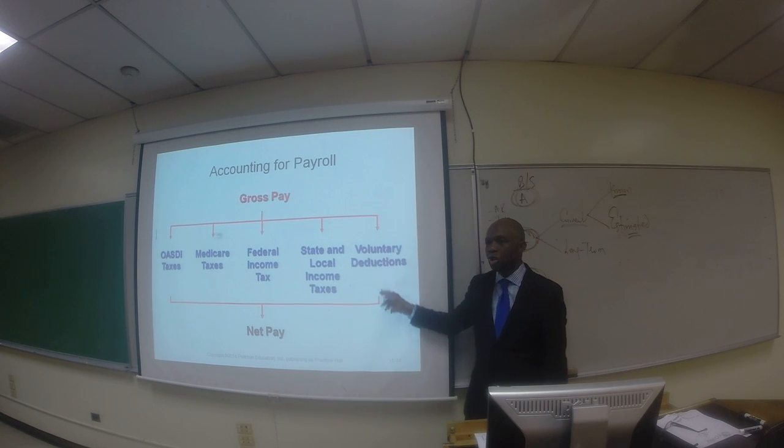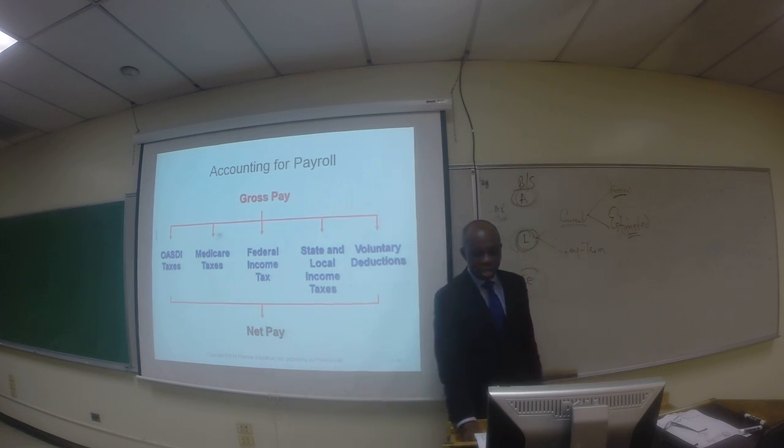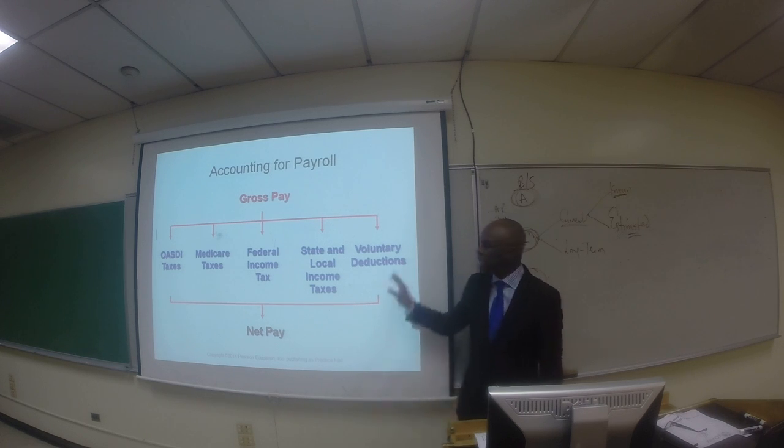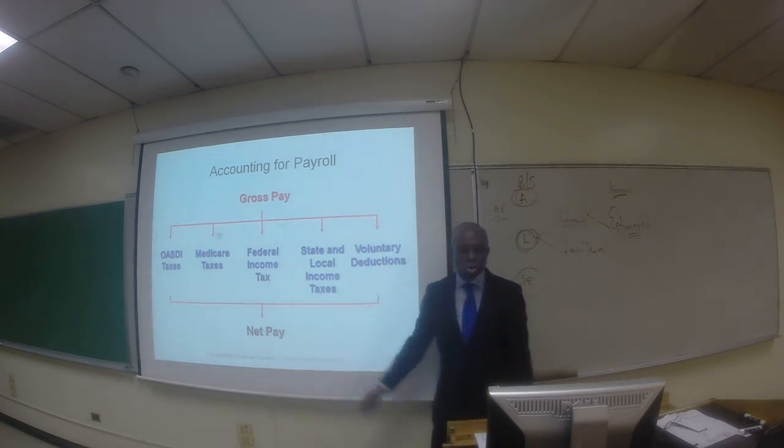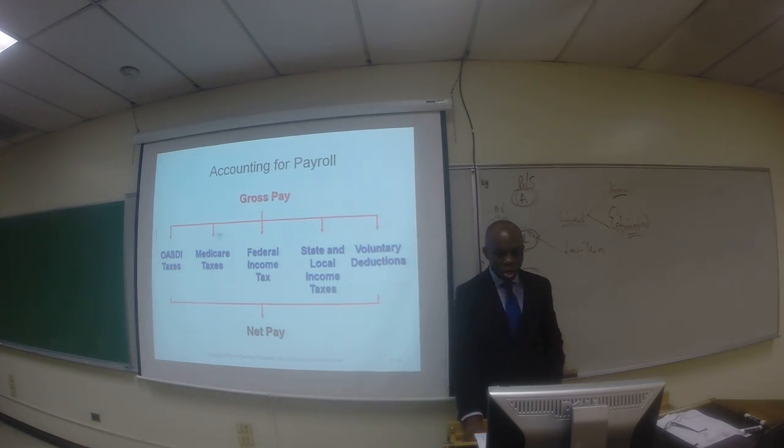Then, of course, you also have other voluntary deductions, like we said. So, by the time you back out all these deductions, whatever is left is called the net pay. Now, here's a question for you.